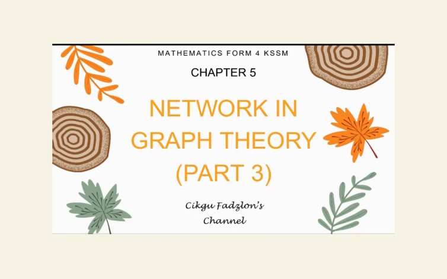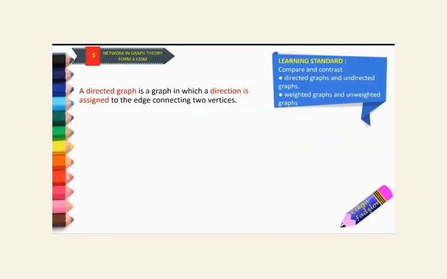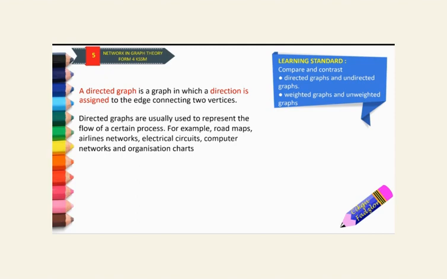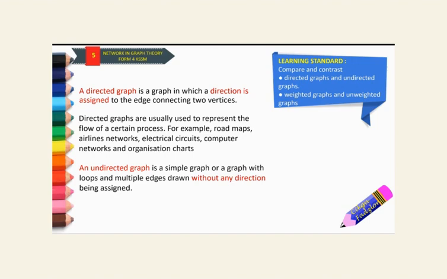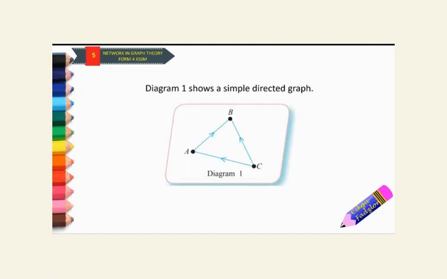And today we are going to continue our lesson on network in graph theory part 3. A directed graph is a graph in which a direction is assigned to the edge connecting two vertices. Directed graphs are usually used to represent the flow of a certain process. An undirected graph is a simple graph or a graph with loops and multiple edges drawn without any direction being assigned.